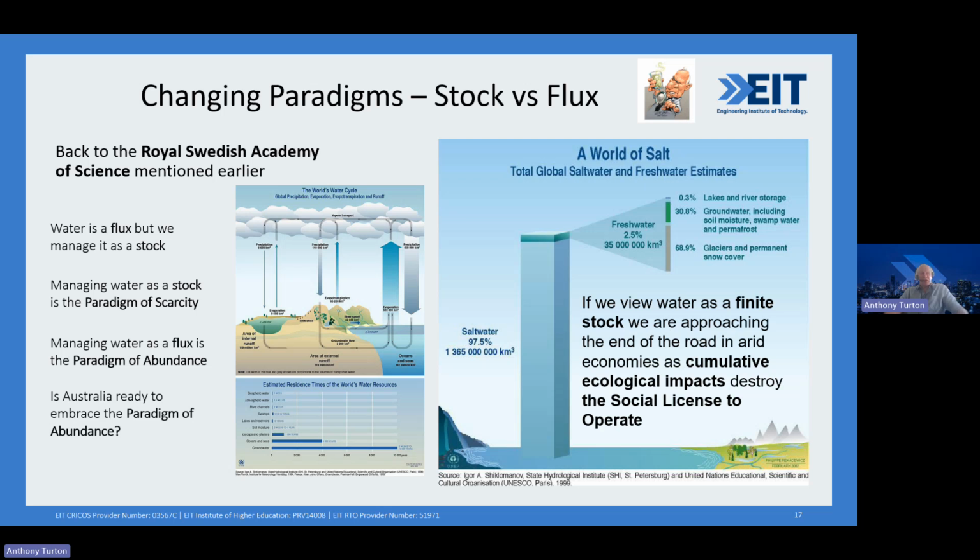If we view water as a finite stock, then we are approaching the end of the road in arid economies, for the simple reason that the cumulative ecological impacts are destroying the social license to operate and ultimately are going to bring the economy down. So this is the important thing. Water as a finite stock is a bad news story because we're reaching the end of the road. And if we continue to mobilize a diminishing volume of water, and we continue to pollute that diminishing volume of water and damage it with our persistent chemicals, etc., we are approaching literally an existential crisis for humanity. So we've got to avoid that.